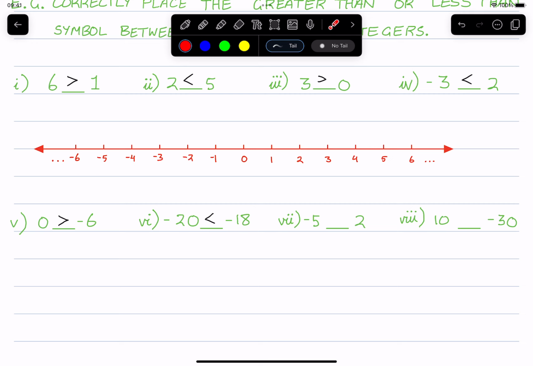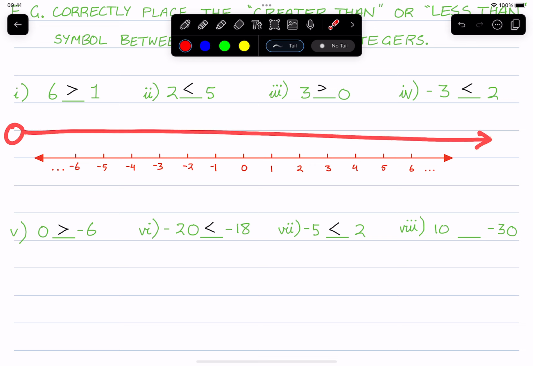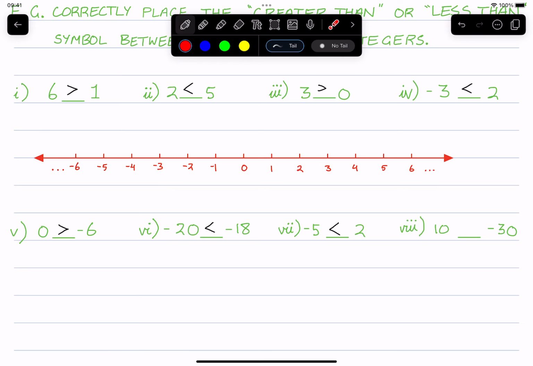Negative 5 and 2. Negative 5 is here, 2 is here, and 2 is more to the right. So 2 is bigger than negative 5. Next, 10 is all the way up here somewhere, and negative 30 is way over there somewhere. We can clearly see that wherever negative 30 is, 10 is very much to the right of it. So 10 is bigger than negative 30.